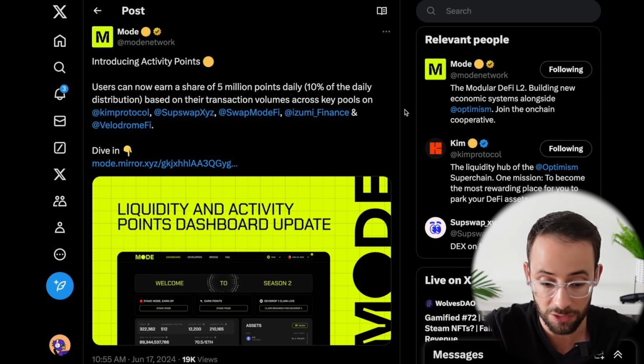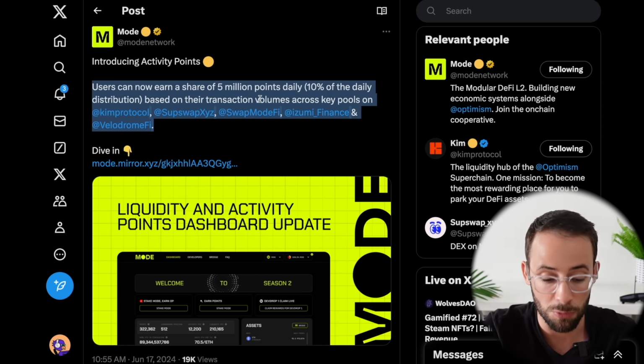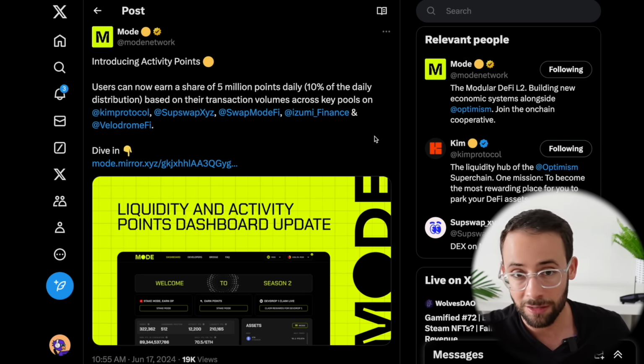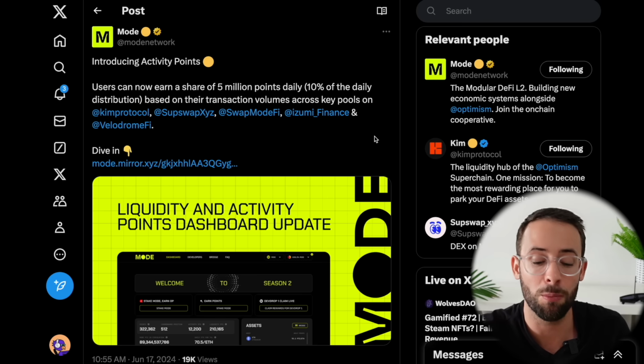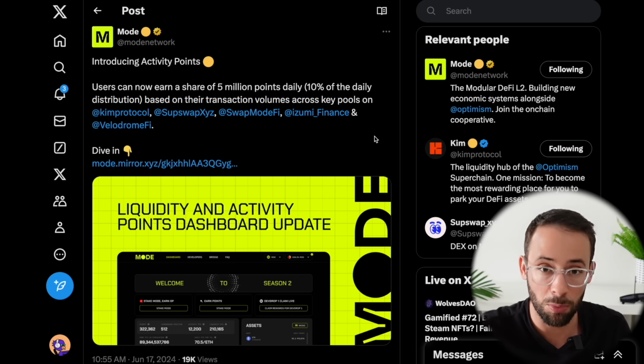So if you are still farming season two of the Mode airdrop, this is now a way that you can move up the leaderboard. And this is a way that people with smaller stacks can do better than, let's say, whales that are probably a little bit more lazy when it comes to farming and just want to park their money somewhere and rack up the points or the yield.